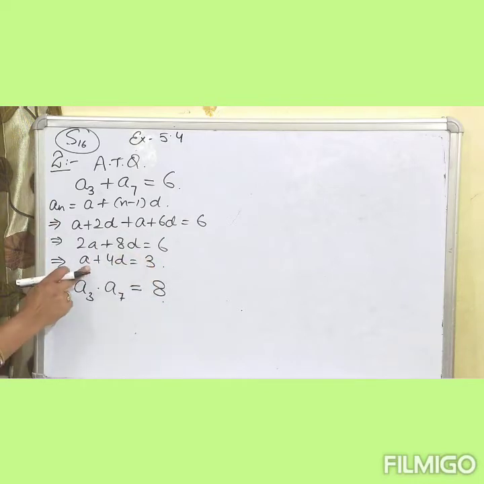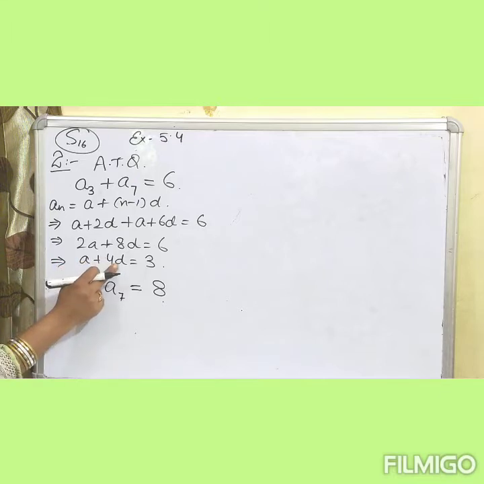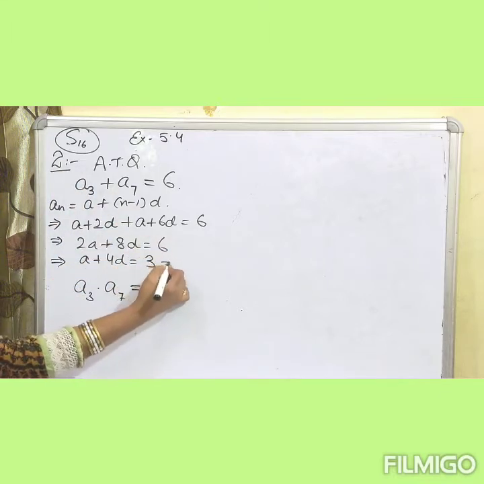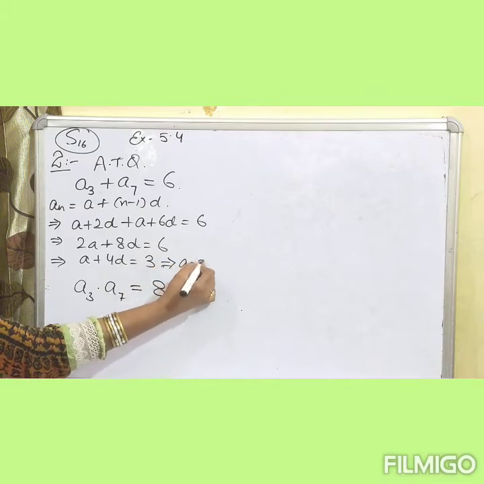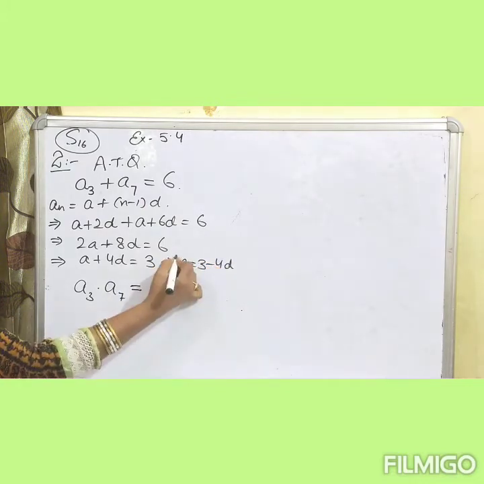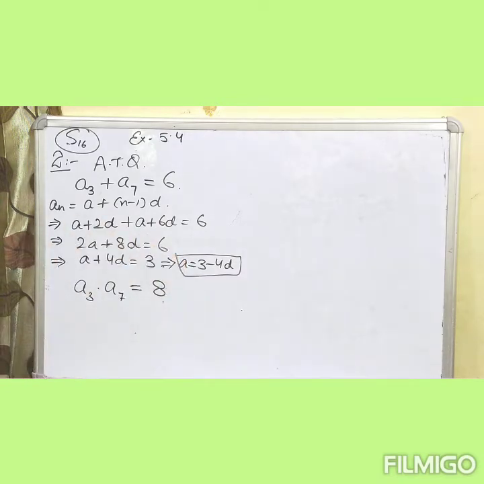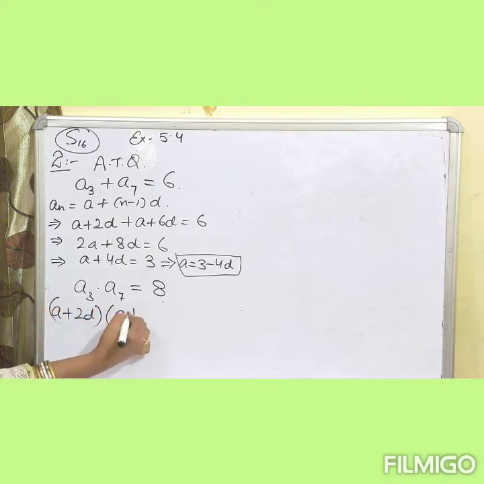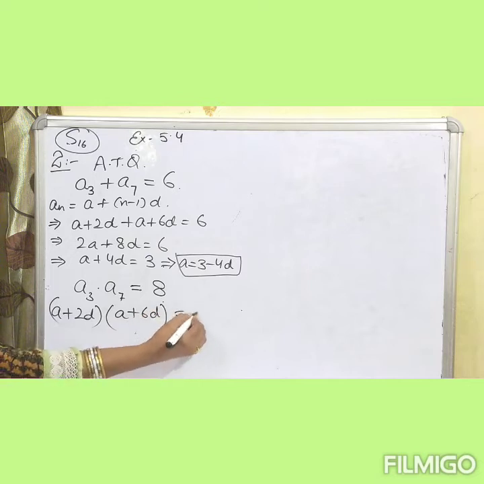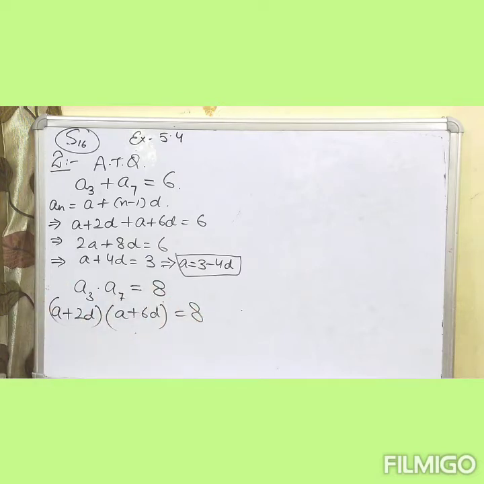And from here I can get the value of A. What will be the value of A if I take this 4D to the right hand side? It will be A equal to 3 minus 4D. Now we'll move to the second condition, which is A3 into A7 is equal to 8. So A3 again is A plus 2D, and A7 is A plus 6D, equal to 8.